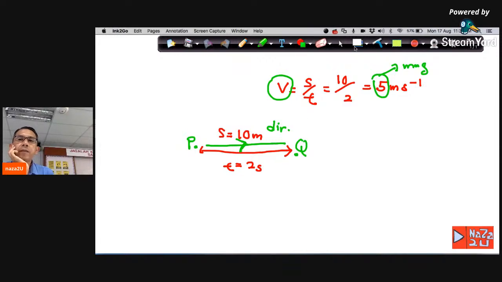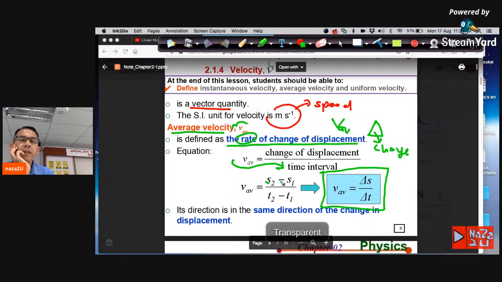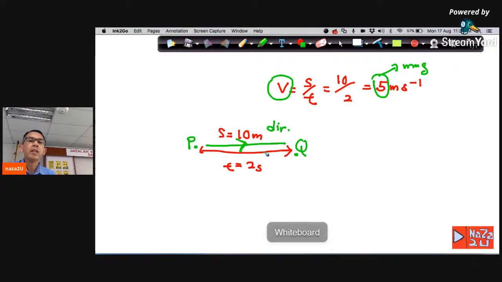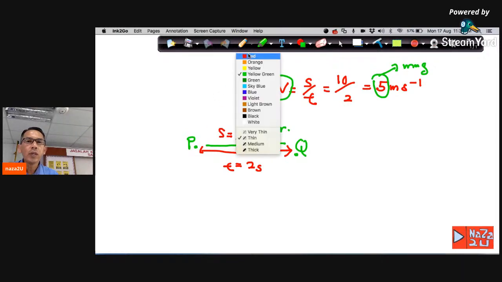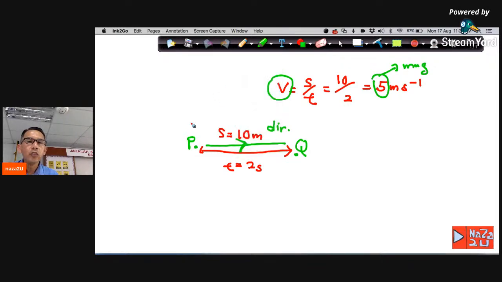Okay, back to the definition here. s2, s1, t1, t2. So how do you identify where s1, s2, t1, t2 are? So meaning here, s1 is the initial position, right? And s2 is the final position. And t1 is the initial time. After the object travels to Q, the object takes time, let's say t2.